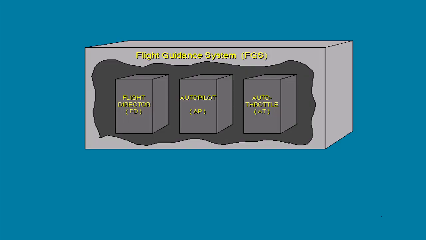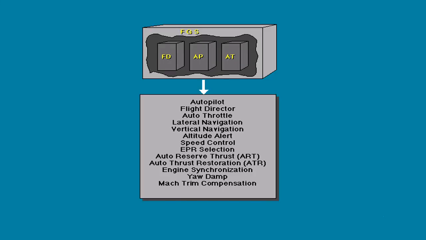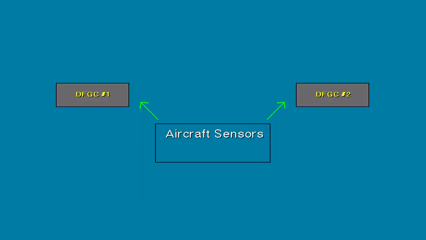The MD-80 flight guidance system is an integrated flight director, autopilot and auto-throttle system that will guide you throughout the full flight regime. Because the three systems are so integrated, we'll describe them here as just one. The flight guidance system provides the following functions. Two fully independent digital flight guidance computers perform the necessary calculations based on inputs from many aircraft sensors.